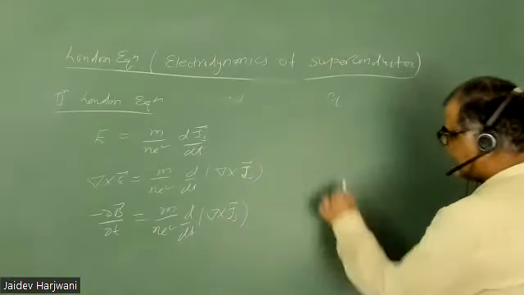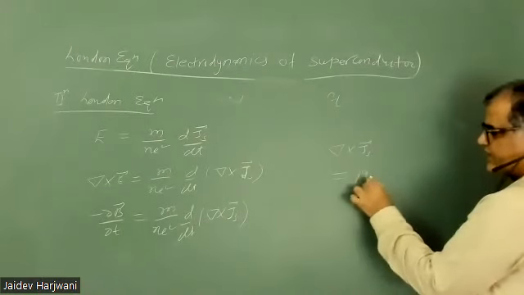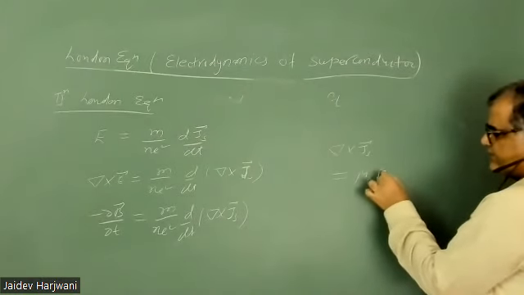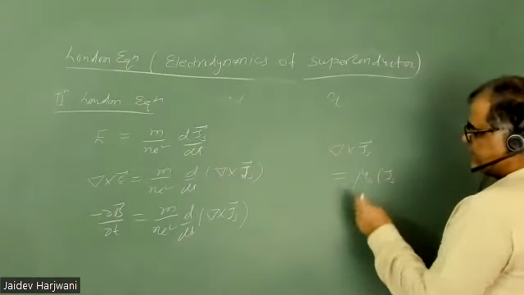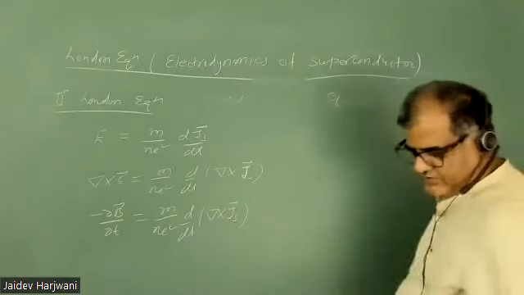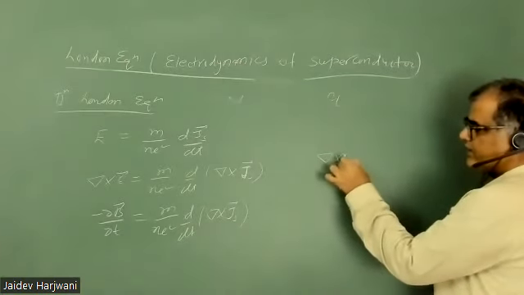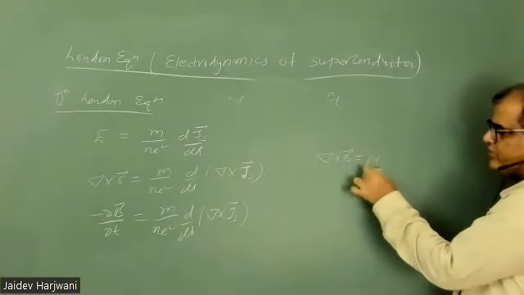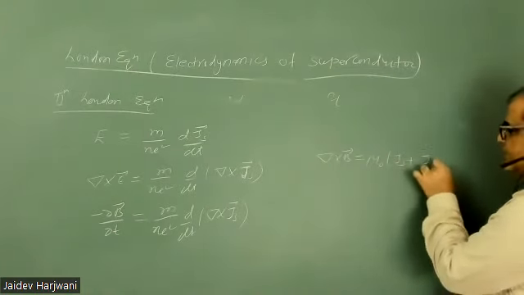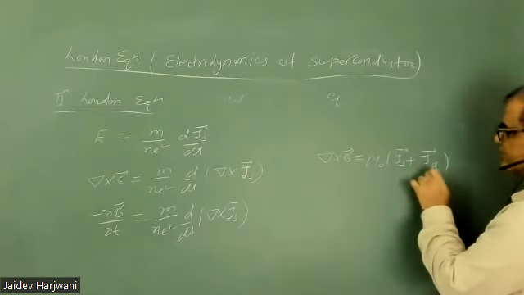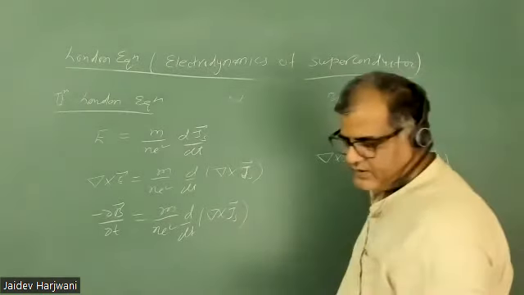Now del cross J I can write from the fourth Maxwell equation. What is the value of del cross J? Tell me from the Maxwell equation. The fourth Maxwell equation says del cross B is equal to mu 0 times (J, which is the superconducting current, plus JD). What is JD? Displacement current density.